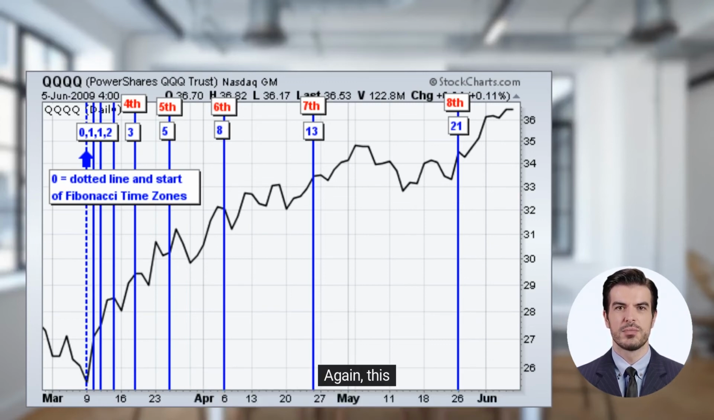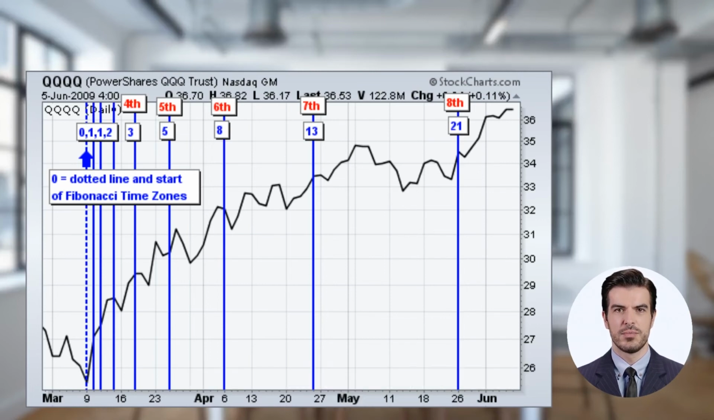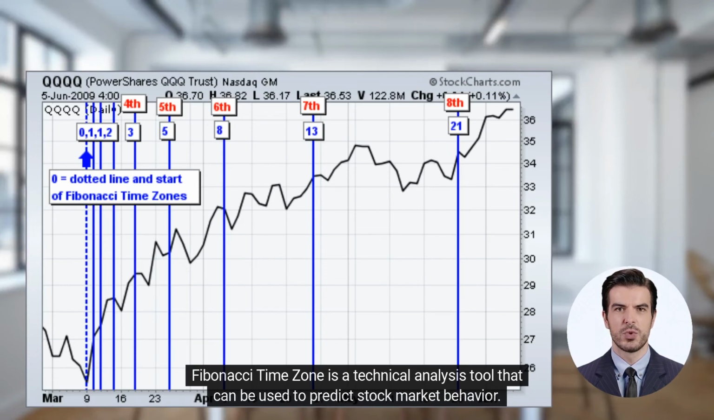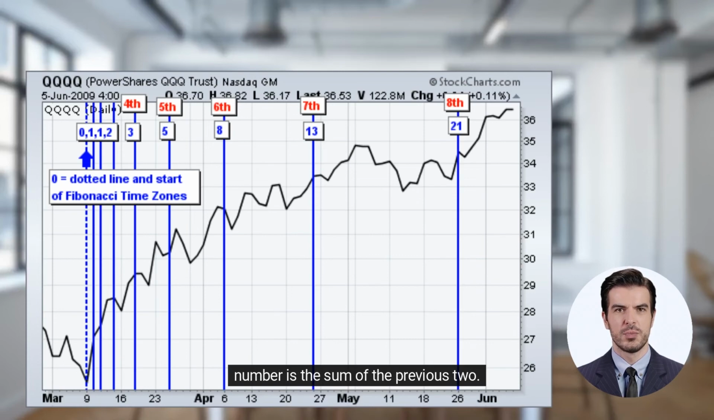How to use Fibonacci time zone to predict the stock market. Fibonacci time zone is a technical analysis tool that can be used to predict stock market behavior. The Fibonacci time zone is based on the Fibonacci sequence, which is a series of numbers where each number is the sum of the previous two.